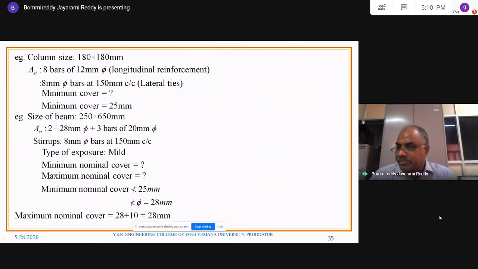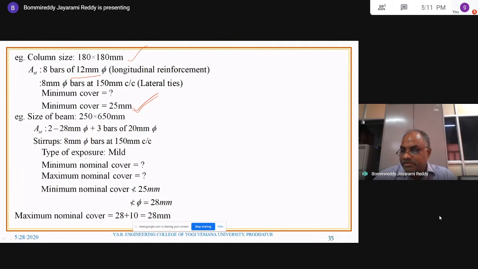Another example, one minute. If the size of the column is 180 by 180, that is less than 200, and the diameter of the bars is also 12 mm, what is the minimum cover? 25. Because for a column in general it is 40 mm, but if the size of the column is less than 200 mm and the steel reinforcement is 12 mm or lower, then the clear cover must be 25 mm.